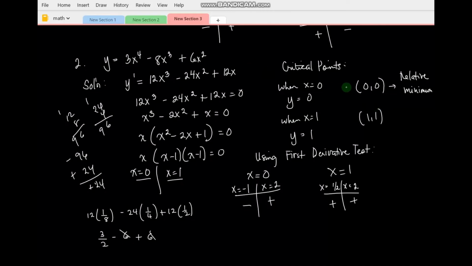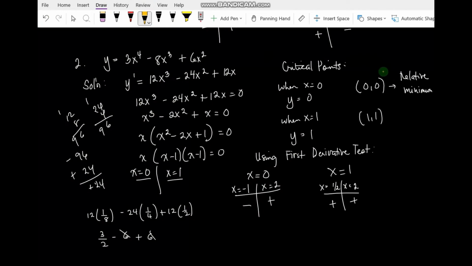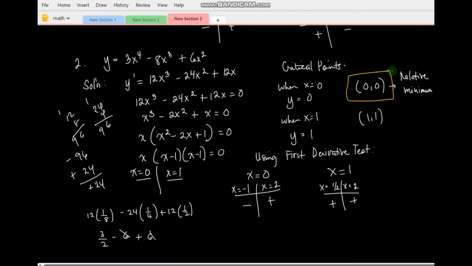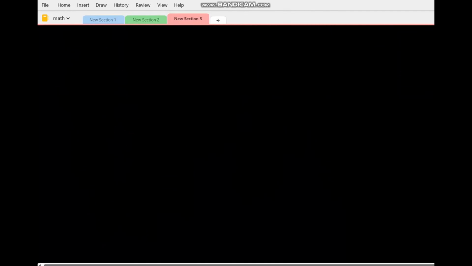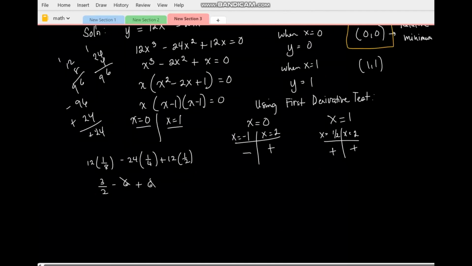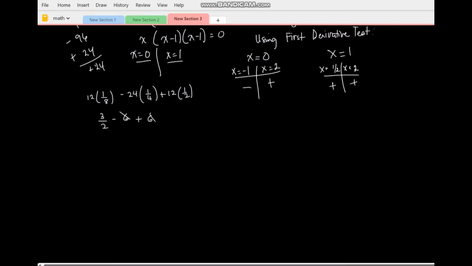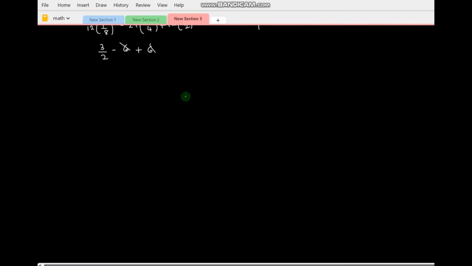Sa graph na to, meron lang tayong relative minimum. So, ito yung graph na, ito yung point na 0, 0. This is only the minimum point. Okay? So, also, we have another test that we can use. That test is called the second derivative. Okay, so second derivative.